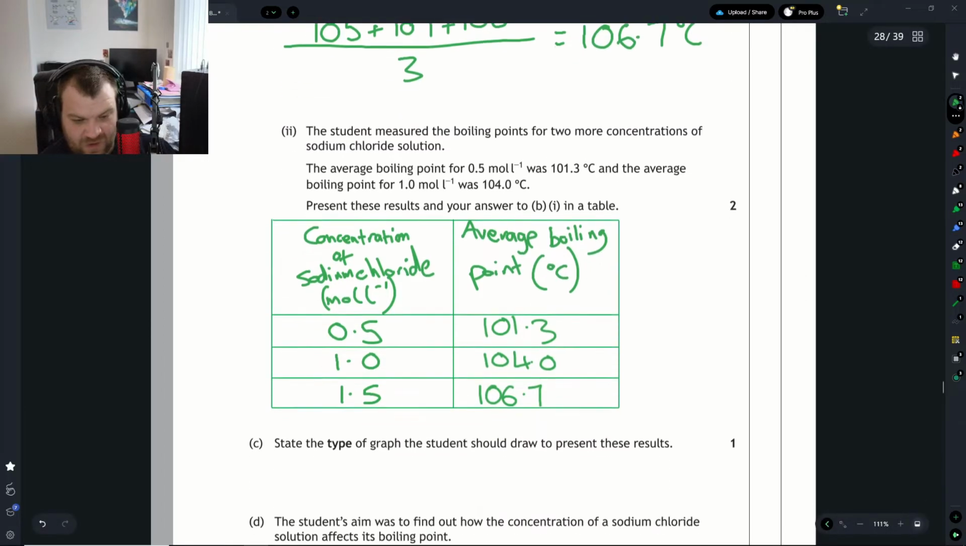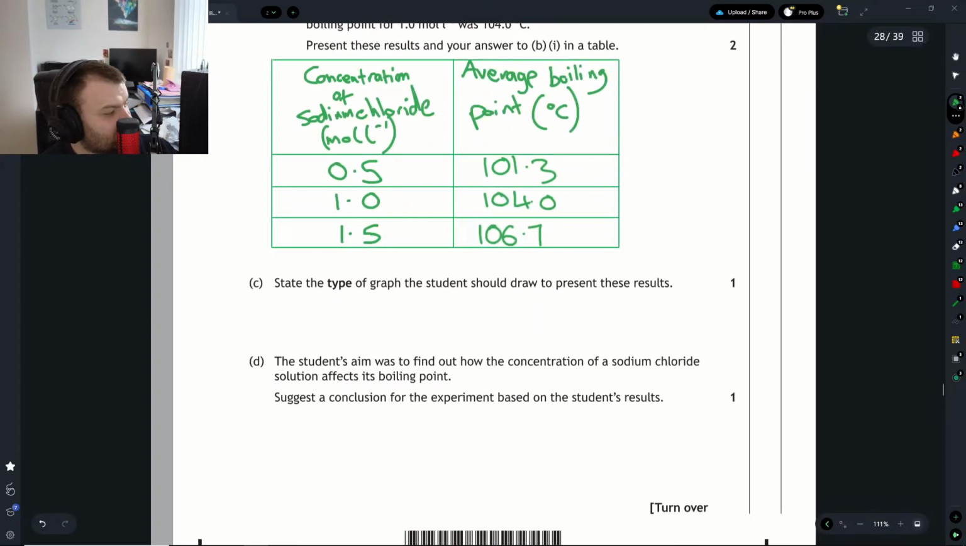Next one. What type of graph should we show for this one? A general rule is that if there's numbers and numbers in the columns, a line graph or scatter graph would be the best. If there's words in any of the results, you'd want to use your bar chart for those.